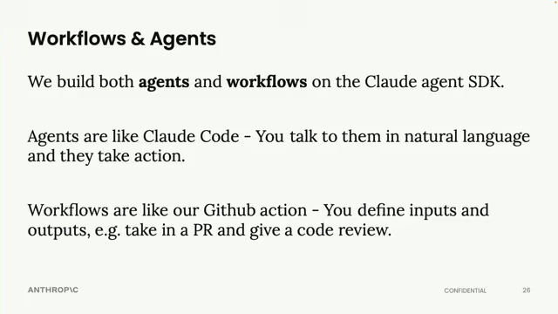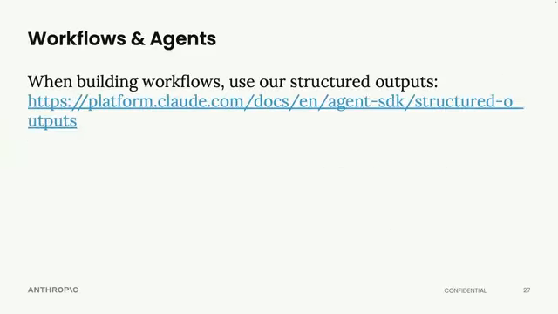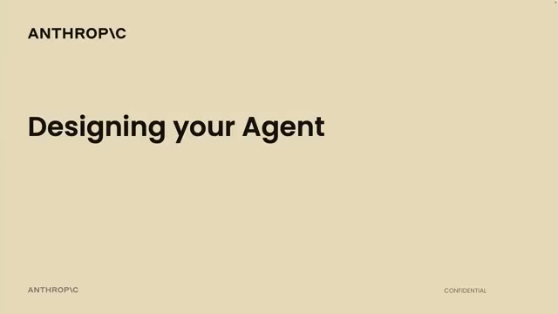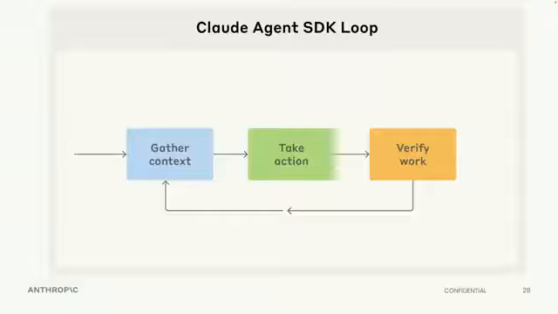And then a workflow is like, we do a lot of GitHub actions, for example. So you define the inputs and outputs very closely. You're like, okay, take in a PR and give me a code review. Both of these you can use the agent SDK for. When building workflows, you can use structured outputs. We just released this. You can Google agent SDK structured outputs. But you can do both. I'm going to primarily be talking about agents right now. A lot of the things you can learn from this are applicable to workflows as well. So we'll talk about this.